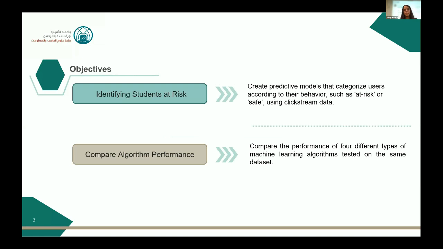The objectives of this paper, the main objective is identifying students at risk. We'll go into what that means later on. But the main objective is to create a model that can look at this clickstream data. So like if you enter the course, if you interact with tests, interact with the material, all of that counts as clickstream data, and you can use it to try and identify the students who are struggling. And then the secondary goal, which supports the main goal, is compare algorithm performance. So we're going to compare 4 different machine learning algorithms and different metrics of performance to try to find the best one and maybe the most efficient one based on computational power.